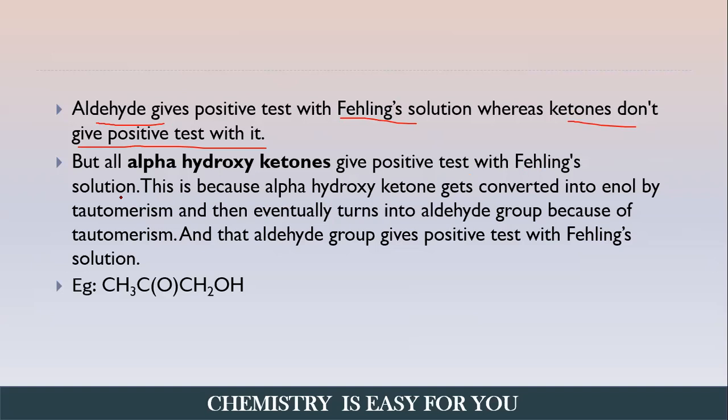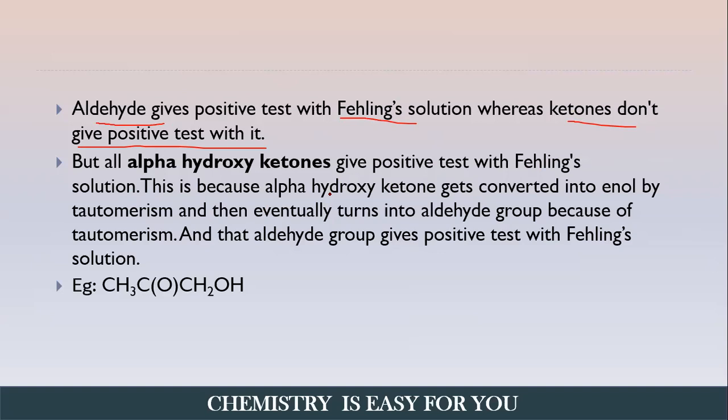So we have always studied, as a generalized point, that ketones do not give a positive test with Fehling solution, but that is wrong, because alpha hydroxy ketones can give a positive test with Fehling solution. So why does this happen? This question has been asked in CUSET once.